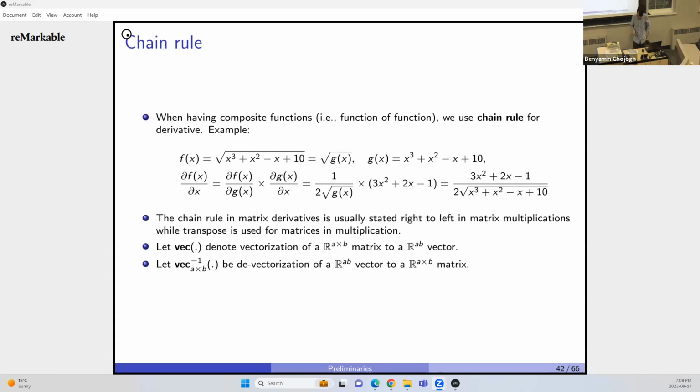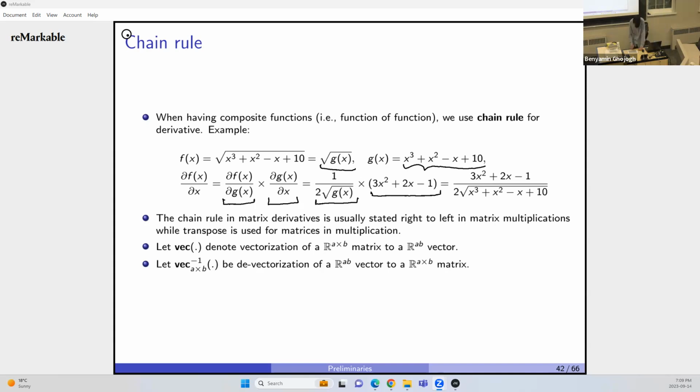So an example is this: the derivative of f of x with respect to x. You can say it is the derivative of f of x with respect to g of x times the derivative of g of x with respect to x, where f of x is the square root of g of x, right? In this case, the derivative of f of x with respect to g of x is just, if we use the formula for the derivative of square root, this, and also the derivative of g of x is this with respect to x. So you will have this. This is the chain rule, right?